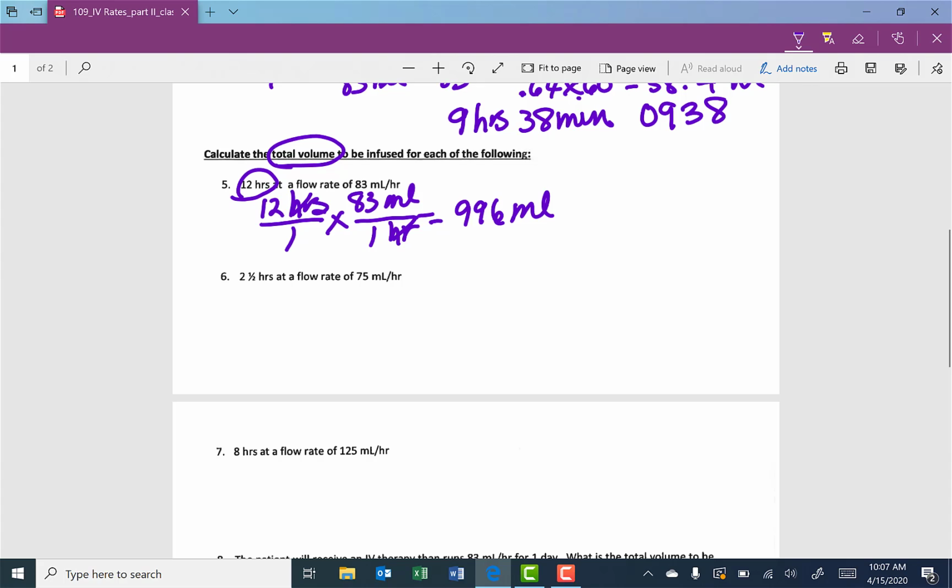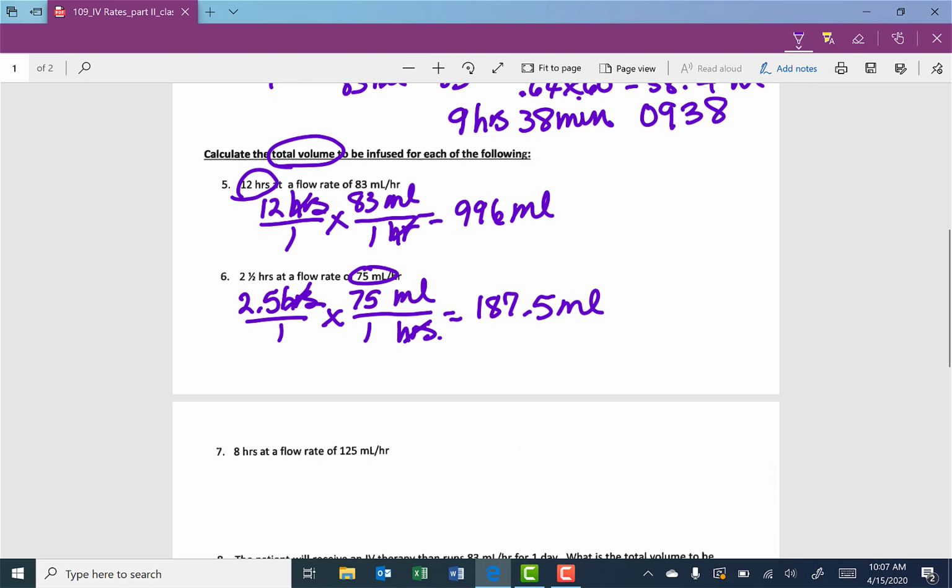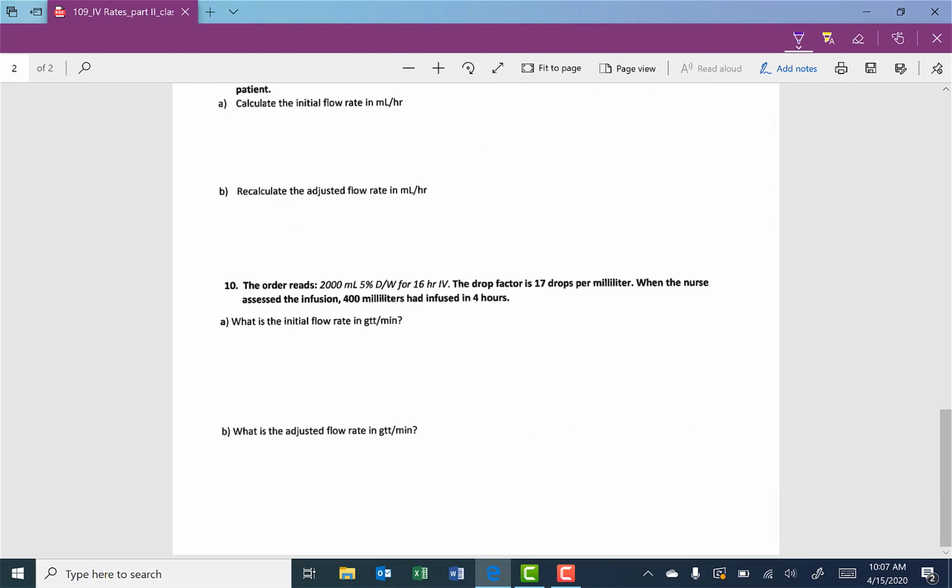Number 6, 2.5 hours. So I'm going to write that as 2.5 hours over 1 times, and again, match your units. Hours, milliliters. So we have 75 milliliters per 1 hour. Hours cancel. 2.5 times 75 is 187.5 milliliters. So in this case, we're finding volume. Let's try number 7.